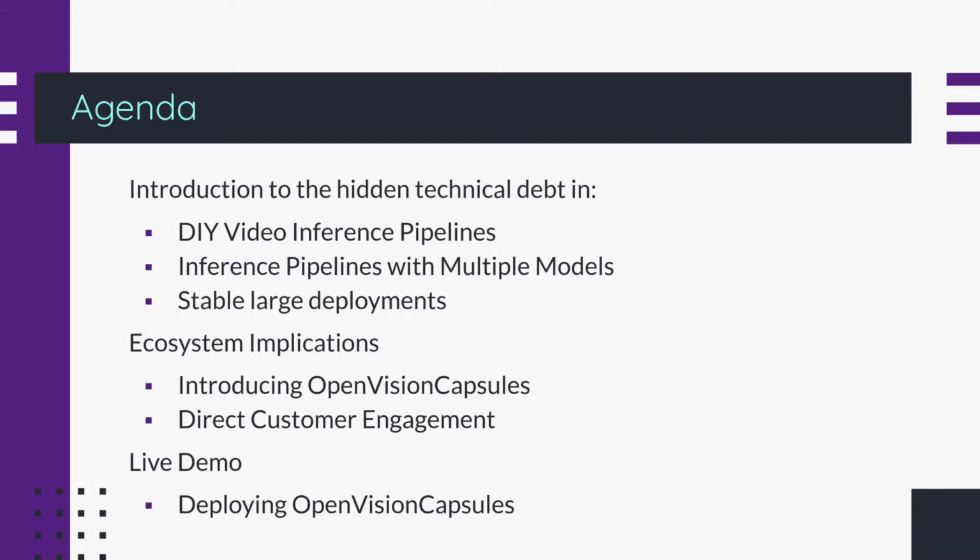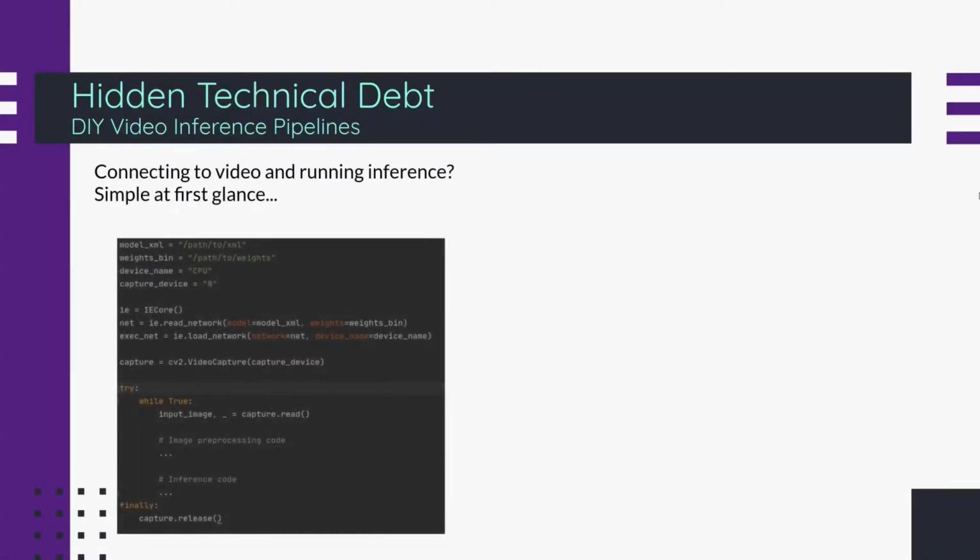And then we're going to talk about how OpenVisionCapsules helps solve these problems, and how OpenVisionCapsules helps solve the direct customer engagement problem, which is allowing algorithm developers to talk most directly with the customers that will be using the results from those algorithms. And then I'm going to show you a deployment platform called BrainFrame, which is compatible with the OpenVisionCapsules format. And so first, let's talk about video inference pipelines.